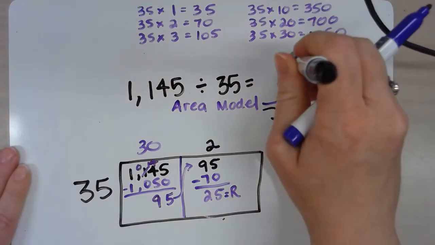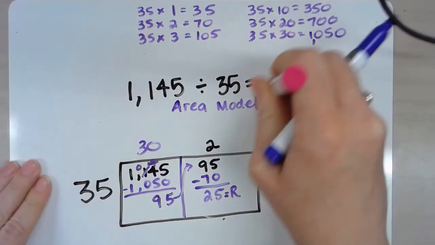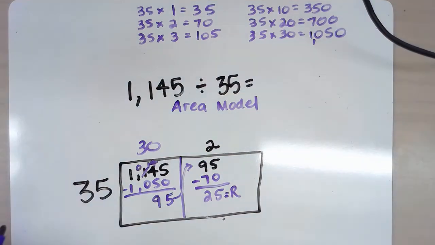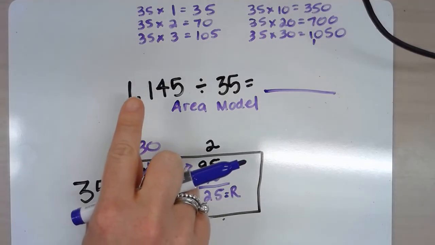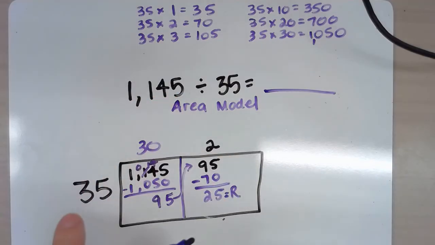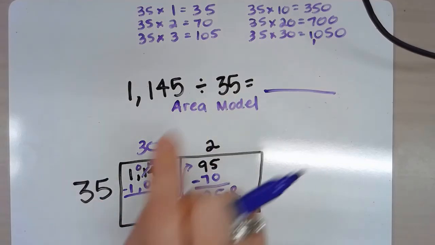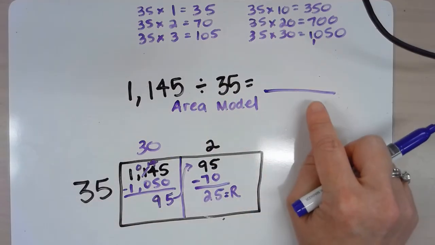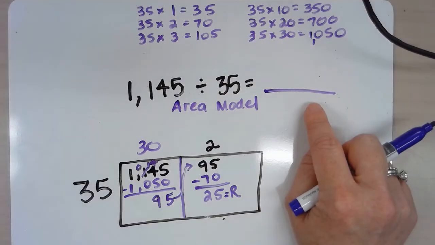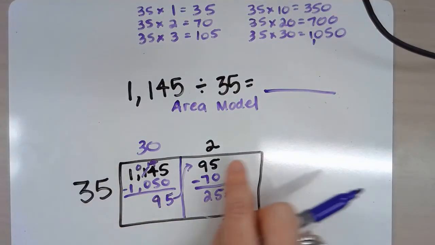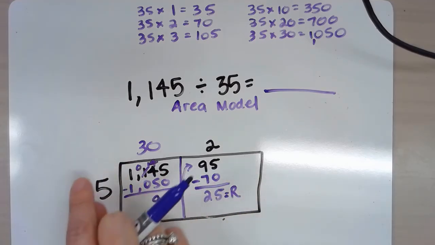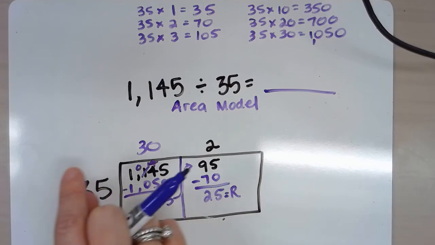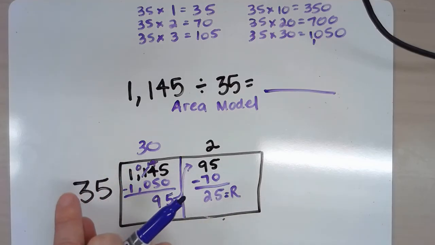Okay, so now let's go back to our initial problem where we started. And let's think, how would we express this as the answer? Where do we see the answer in our model? We started with 1,145 pieces of candy. We sorted them into 35 treat bags. How many ended up in each treat bag? Well, certainly the whole rectangle represents our dividend, 1,145. The outside represents our divisor. This was the treat bags that we sorted into.